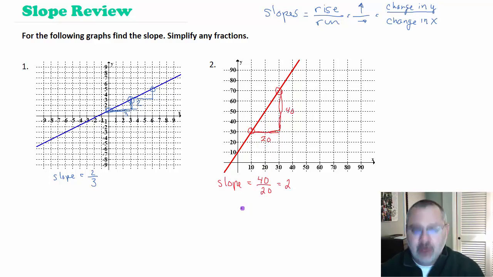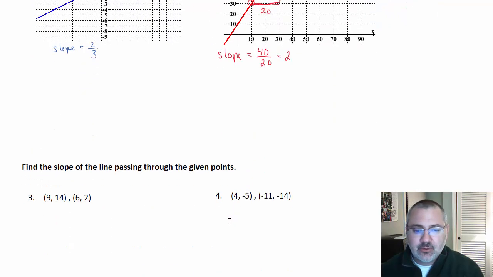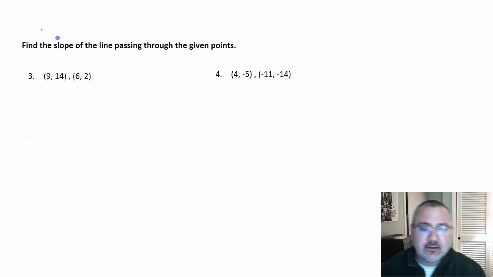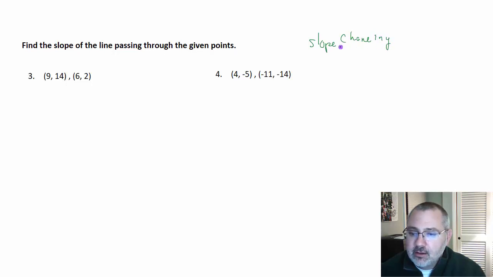What if they don't give you a graph, though? Let's scroll down and take a look at these here. Now, find the slope of a line passing through the given points. So let's think about this again. Slope is the change in y divided by the change in x.